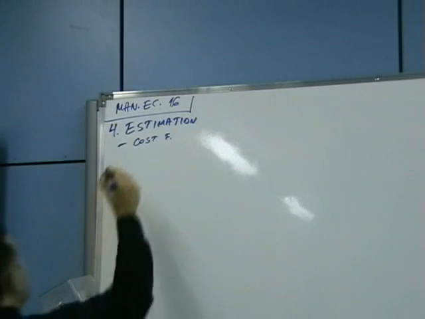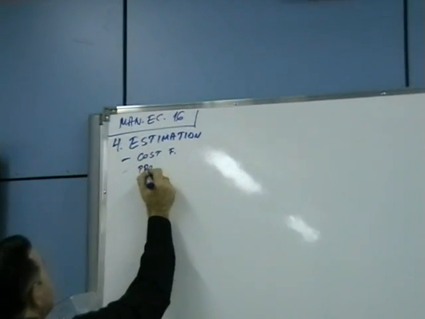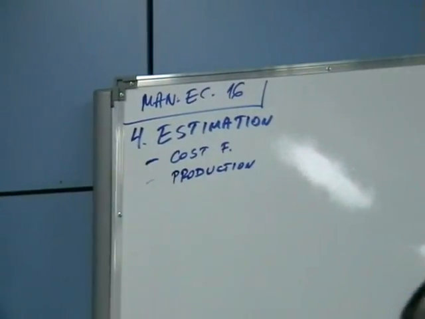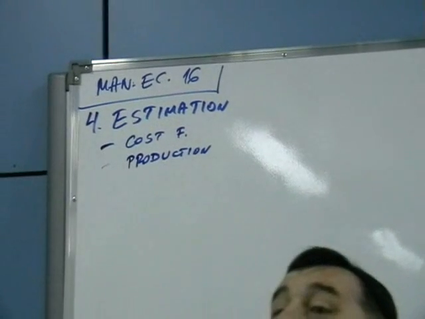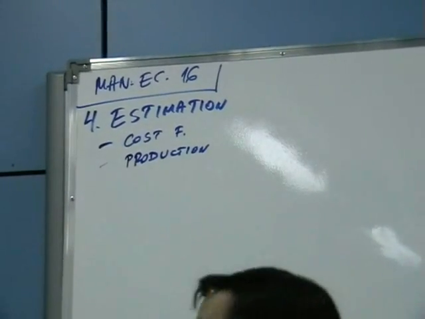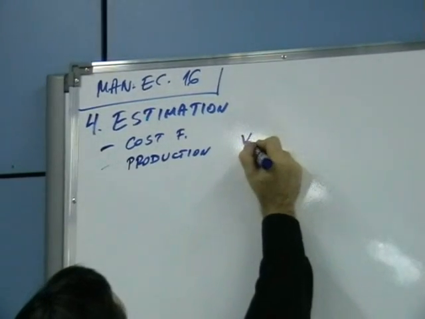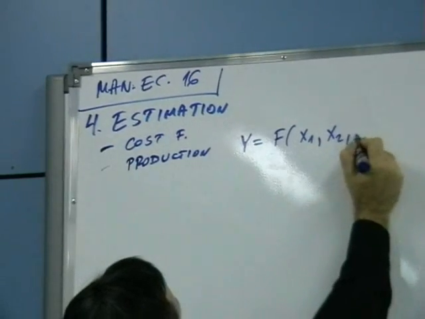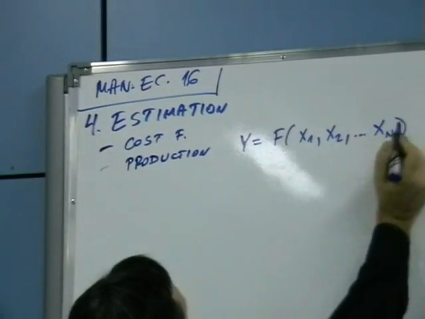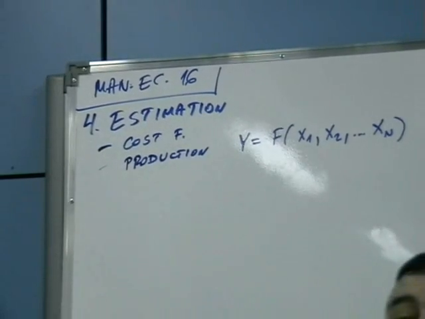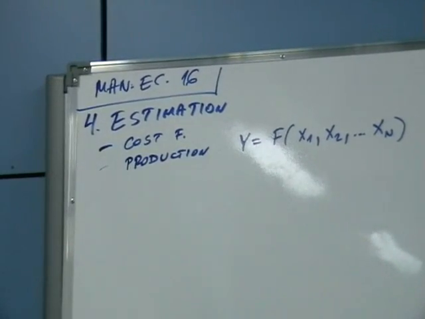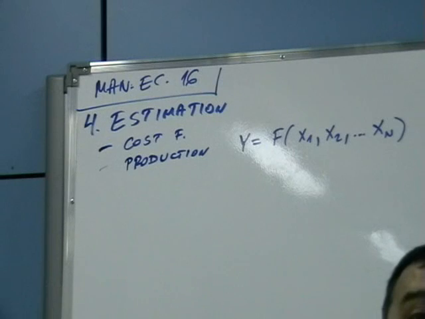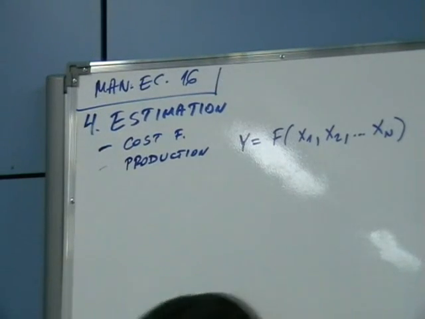Let's see another function. Another function will be a production function. A production function is a function which relates output to inputs. So we can sometimes say y, this is the output, is a function of inputs x1, x2, possibly up to xn, a finite number of inputs. So you just want to see how each of these effectively affects the quantity of output, quantity of production.